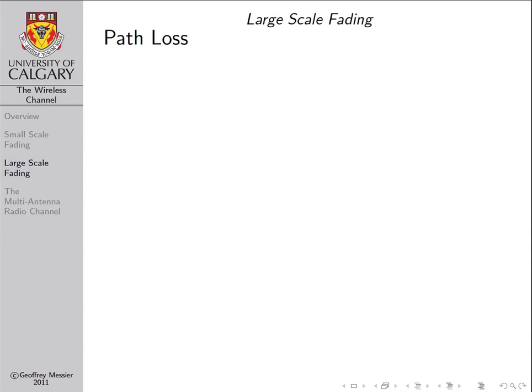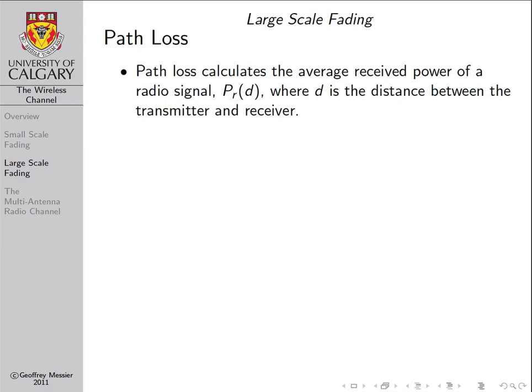fading model. And path loss determines the average received power of a radio signal as a function of the distance between the transmitter and the receiver. And there are actually quite a few different equations or models for calculating path loss, many of them developed based on experimental data designed to fit a certain scenario or a certain environment. I'm just going to give you the two most basic, but also probably the two most widely used equations for calculating path loss.